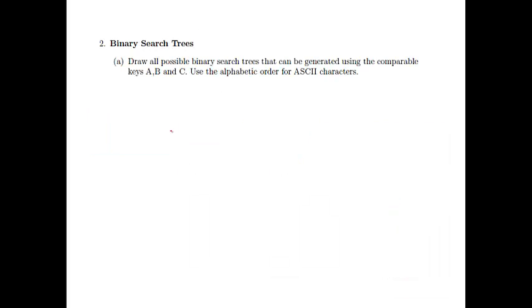Okay, so the next problem is finding all the binary search trees that can be generated using a bunch of comparable keys, A, B, C. We assume that A, B, C are compared by the alphabetical order. Now, if you recall, there's a difference between a binary tree, which we call BT, and a BST. The binary tree means any tree that has at most two children per node. But the BST has a different property.